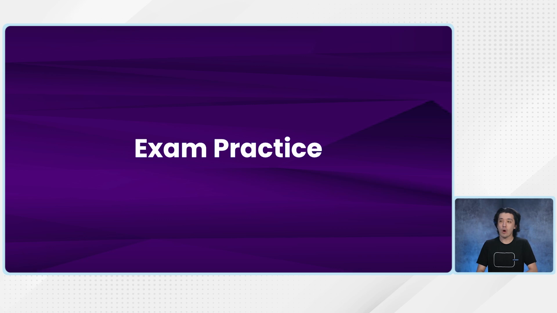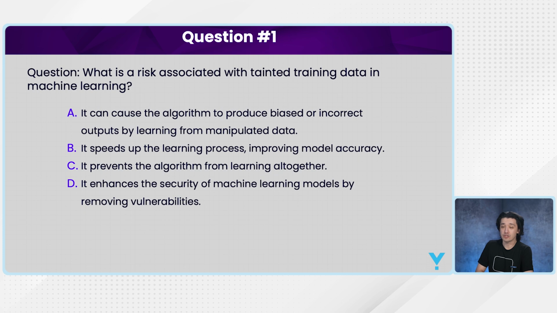Okay, we're going to go on to exam practice now. Remember, this could be on the test, so please pay attention. What is a risk associated with tainted training data in machine learning? A. It can cause algorithms to produce biased or incorrect outputs by learning from manipulated data. B. It speeds up the learning process, improving model accuracy. C. It prevents the algorithm from learning altogether. D. It enhances the security of machine learning models by removing vulnerabilities. I'll give you a second.